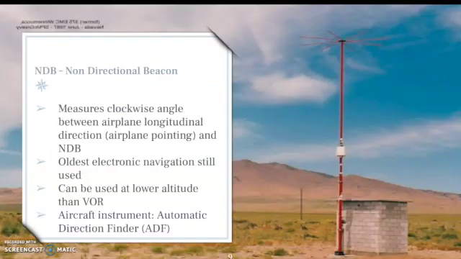Next, we have NDB, or non-directional beacons. Non-directional beacons measure clockwise angles between the airplane longitudinal direction, the direction the airplane's pointing, and the NDB. This is the oldest electronic navigation that's still used, and it can be used at a lower altitude than VOR. The aircraft instrument that is used for this is the Automatic Direction Finder, or ADF.